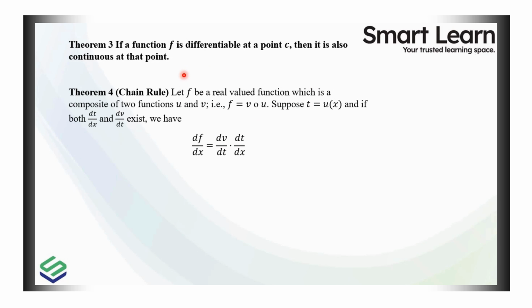Then this is theorem 3. If f is differentiable, then it is also continuous. But a continuous function need not be a differentiable function, children. If it is differentiable, then anyway it will be continuous. This is the chain rule, children. But when we do the problem now, you will understand it clearly.